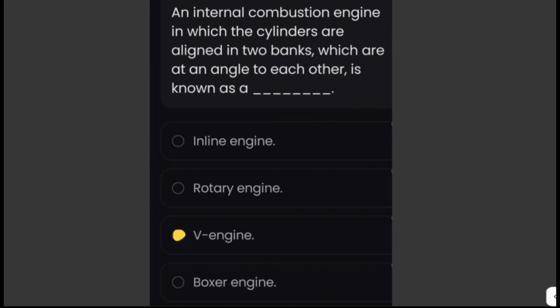V engines are more compact than inline engines, which have the cylinders arranged in a single line, and this makes them ideal for use in cars and trucks, where space is limited. V engines are also more balanced than inline engines, which can make them smoother running.